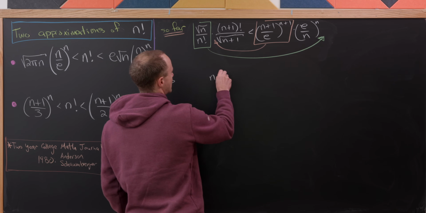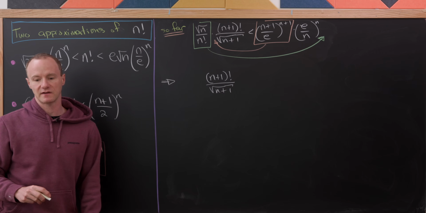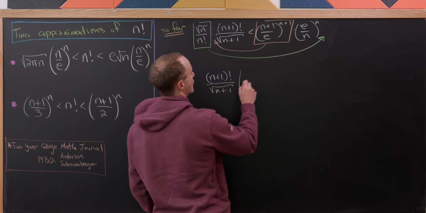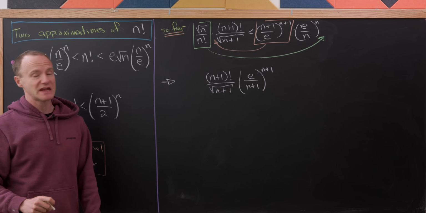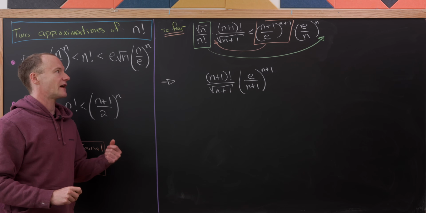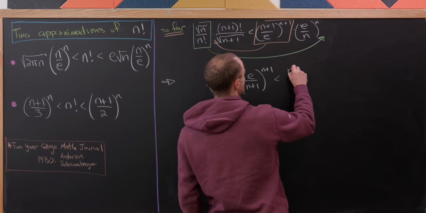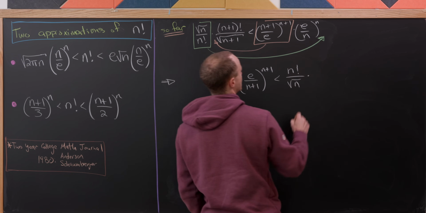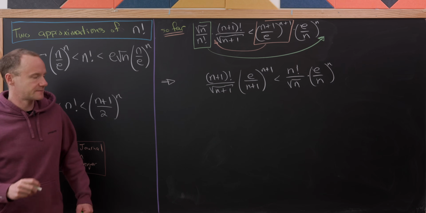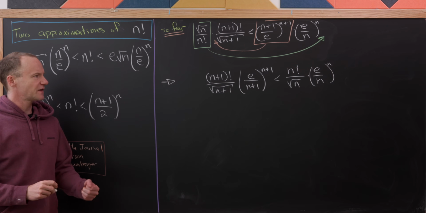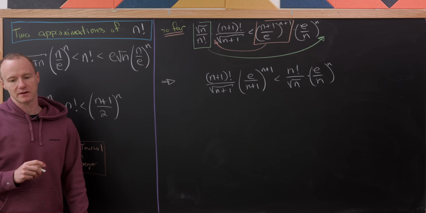So we're going to have n plus 1 factorial times the square root of n plus 1. So this is happening on the left-hand side. And then we'll have what? An e over n plus 1 raised to the n plus 1. So that's from moving that peach-boxed term over to the left. We had to take the reciprocal. And then in turn, that's going to be less than, we have an n factorial over square root of n times e over n to the n. Okay, great. But now, observe that those two terms look exactly the same, except the one on the left has n replaced with n plus 1.